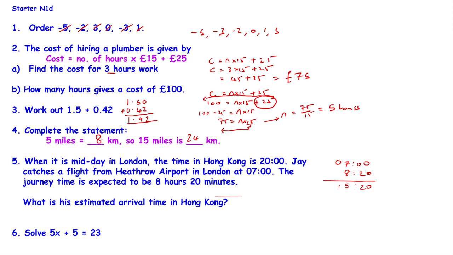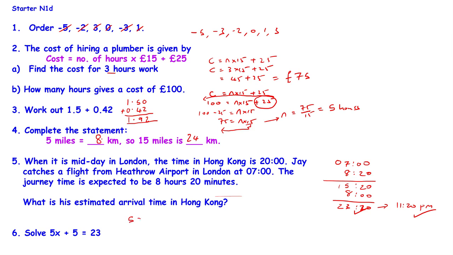Now if we look, when it's midday in London, it's 2000 hours in Hong Kong, so there's an 8 hour difference, so we have to add that 8 hours on, and when we add that on we get 20, which is the same thing as 11:20. Now if we're going to write it as 11:20, we can't forget to put PM. Either one of those is fine.